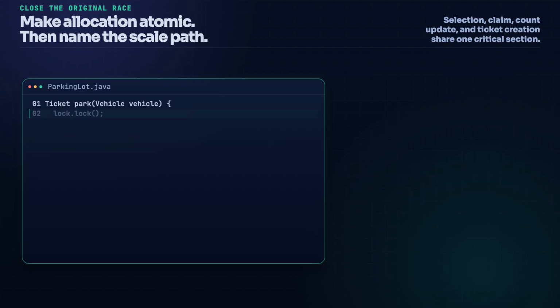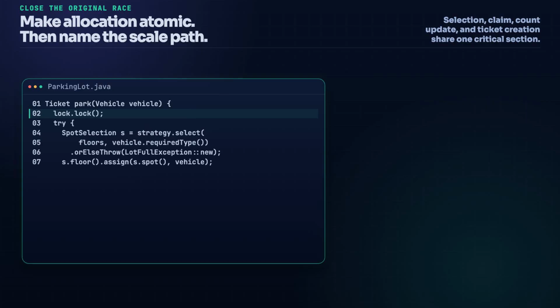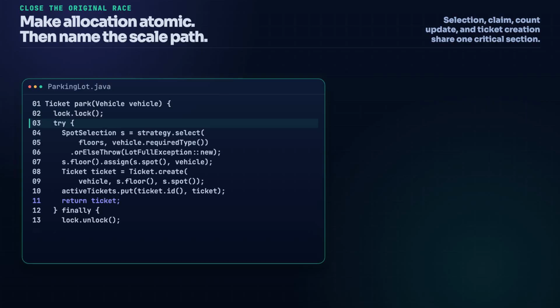Return to park. First acquire the lock immediately before the critical work. Then enter the try block. Ask the strategy for a selection. Let the selected floor assign the vehicle and update its count. Create the ticket. Store it in the active map. Return the ticket. In the finally block, always unlock.